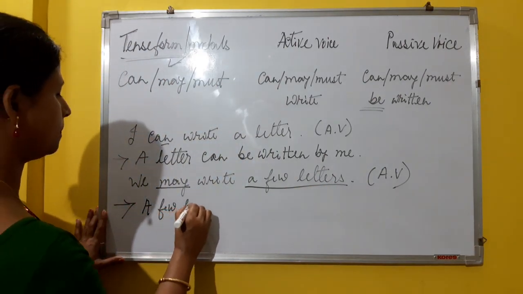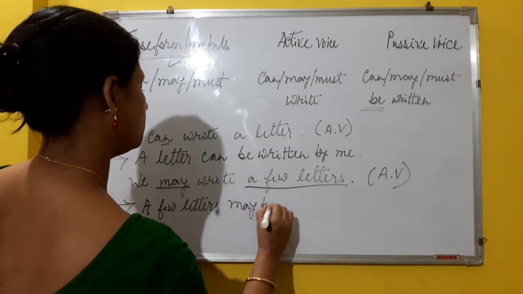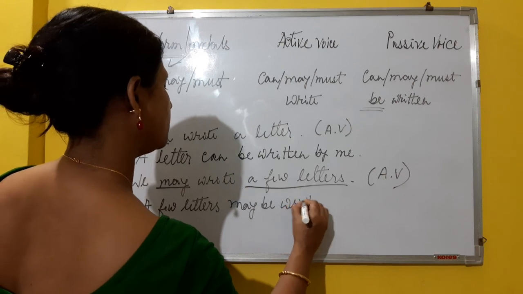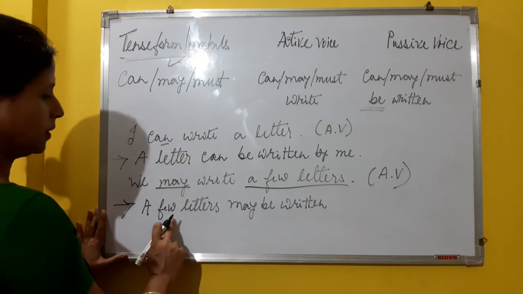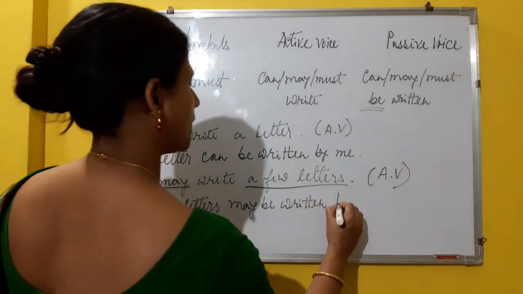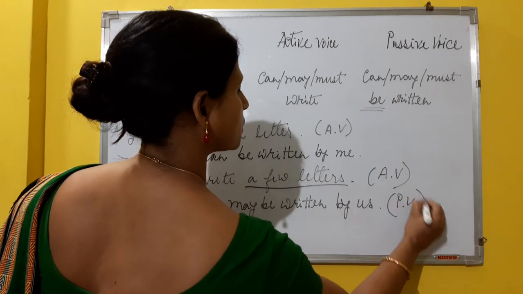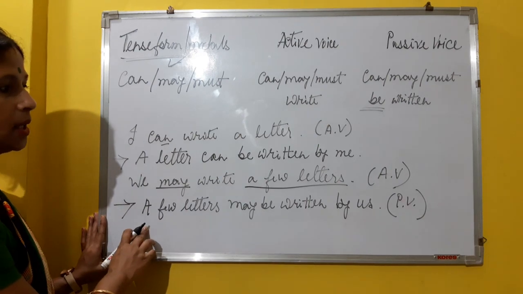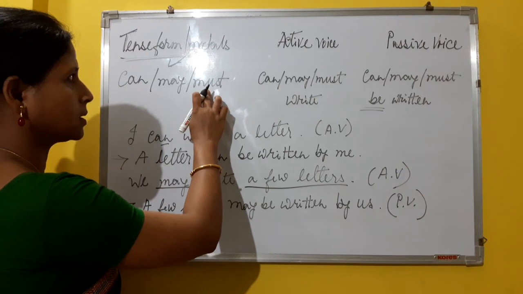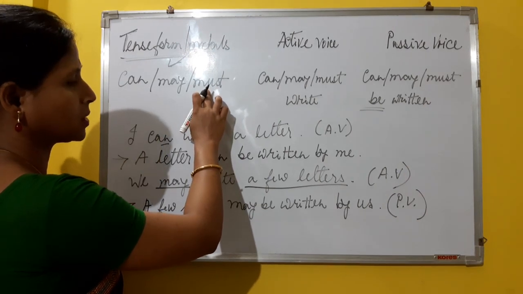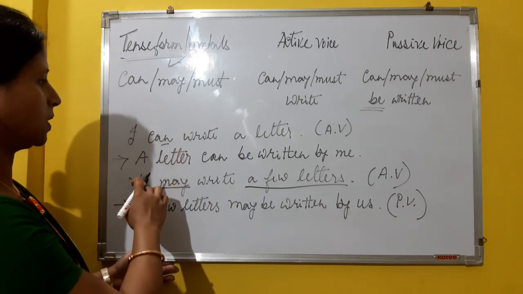A few letters may be written. The subject is we here, a few letters may be written by, we is changed to us in passive voice form. A few letters may be written by us. Similarly, if the sentence uses the modal must also, again we'll be writing must be written only. So that is how it is changed for these modals.